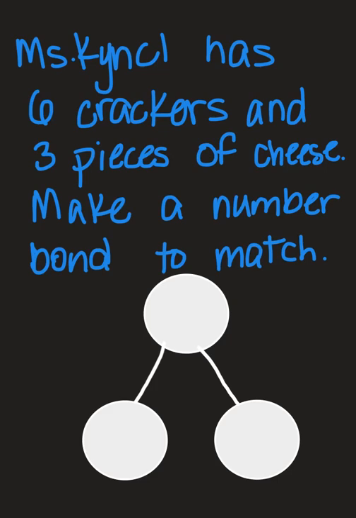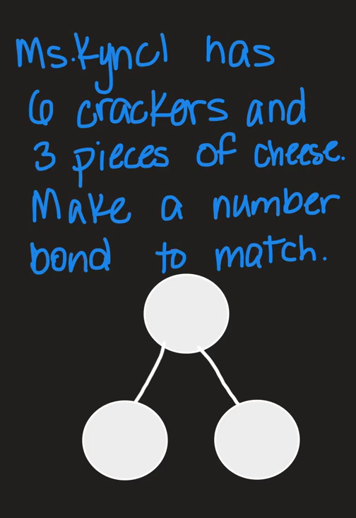So our next problem, this is a word problem, right? So it says, Miss Kyncl has 6 crackers and 3 pieces of cheese. Y'all know I love cheese. Make a number bond to match. Okay, so I'll read it one more time. Miss Kyncl has 6 crackers and 3 pieces of cheese. Make a number bond to match.